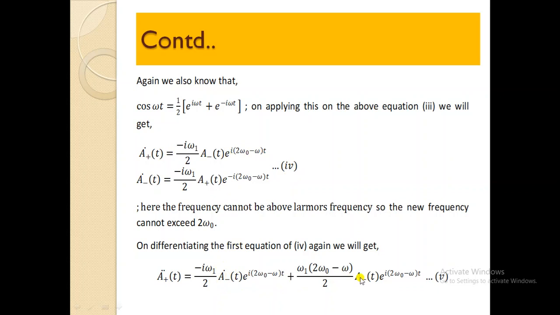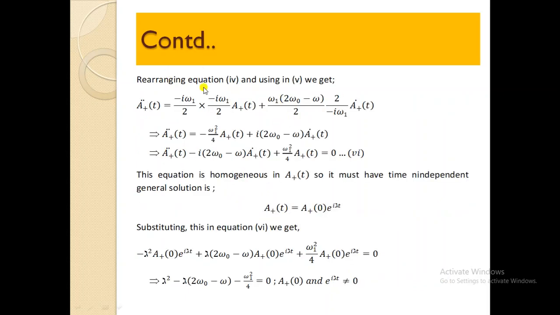Again here is an a_minus(t), whose value we can find from here. By rearranging this term we can find the values of both of these. So we can simplify this b by using IV, rearranging equation IV and using it in b. What will we get? a_plus double dot(t) equals, we have rearranged that. You can check this by yourself.